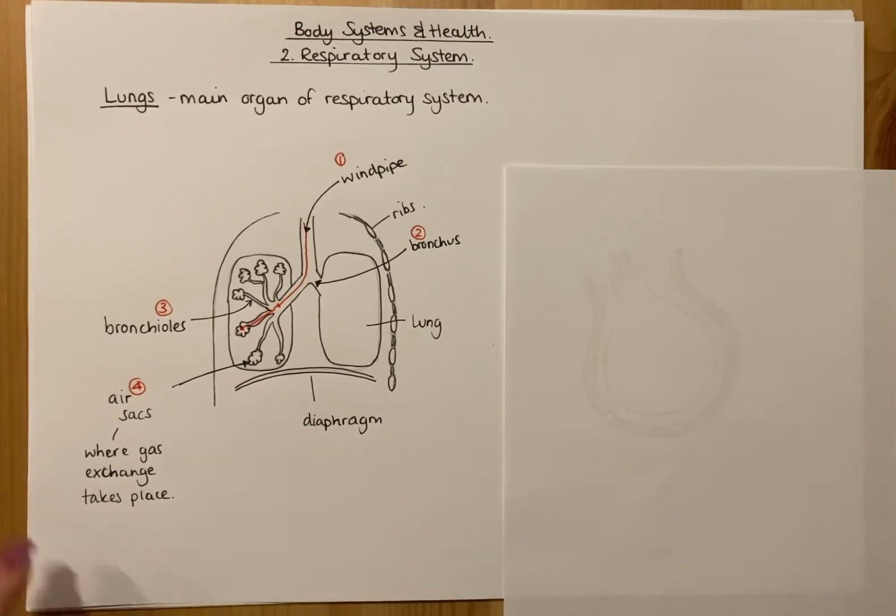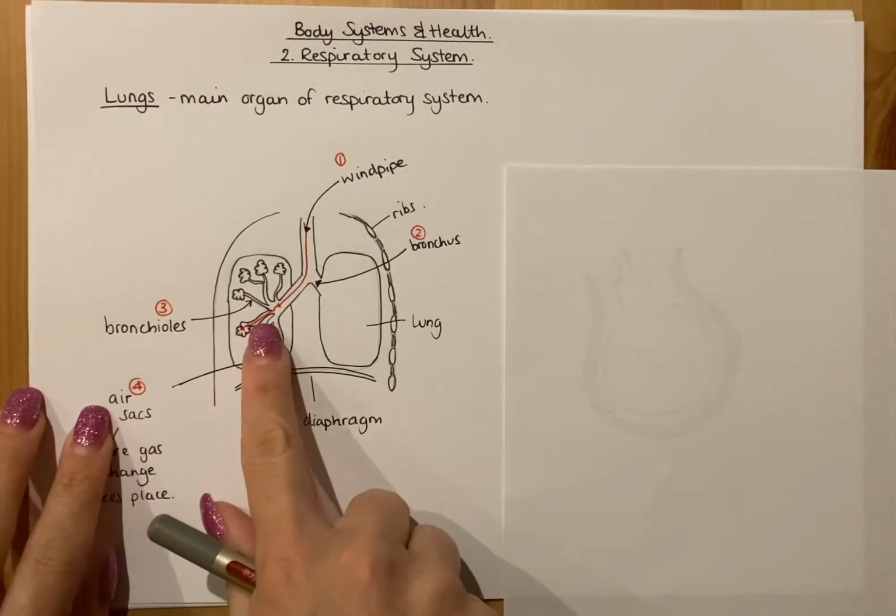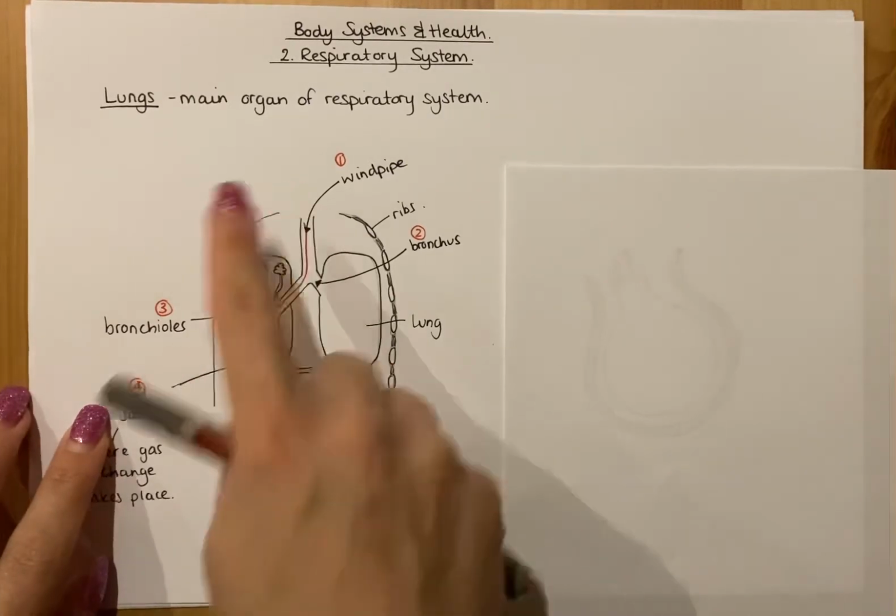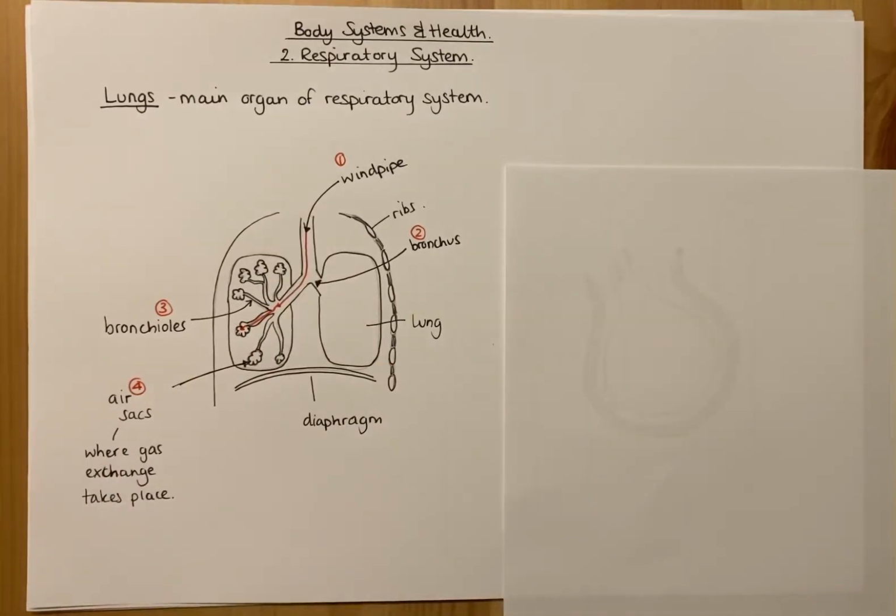Now when you breathe out, it'll do the reverse. It'll go from your air sacs, up those bronchioles, up your bronchus, and then up and out your windpipe and out through your mouth and your nose.